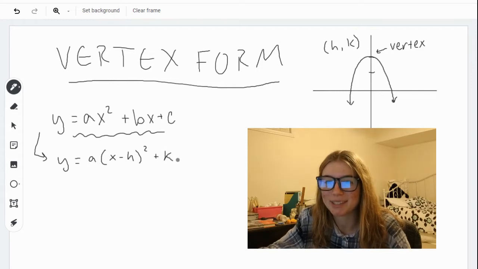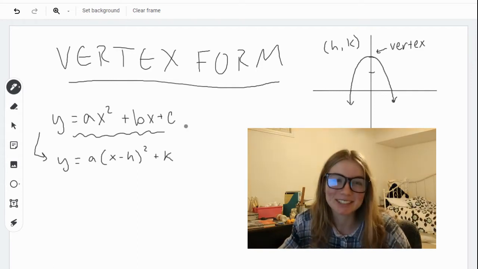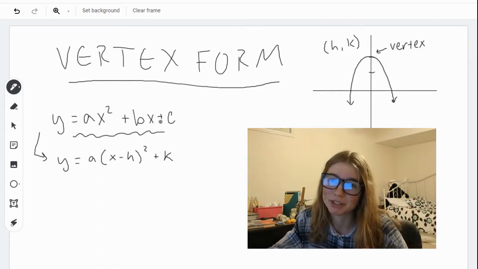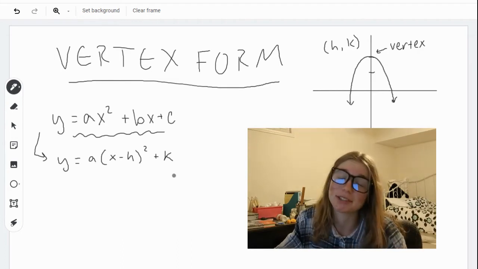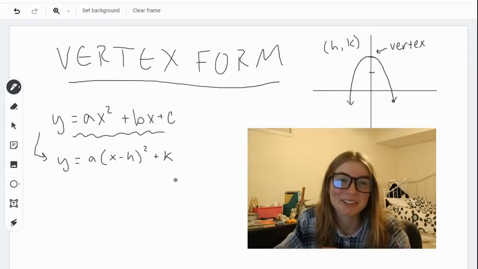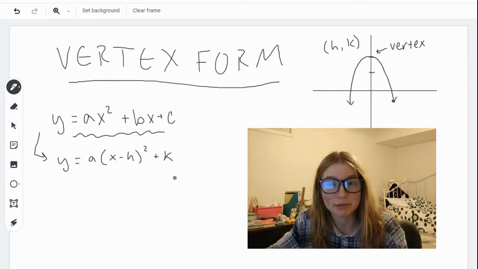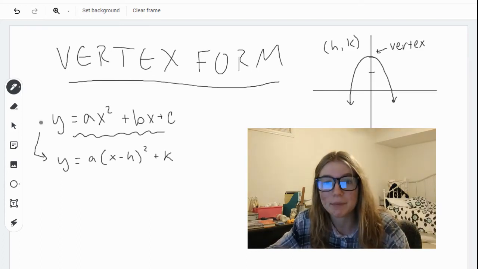And I know you're probably thinking, where did all these new letters come from? What's this about? How do you get from this equation to this equation? And why would you want to? I mean, I'm hoping you're thinking all of those things. So the vertex form is used to find the vertex of a parabola.